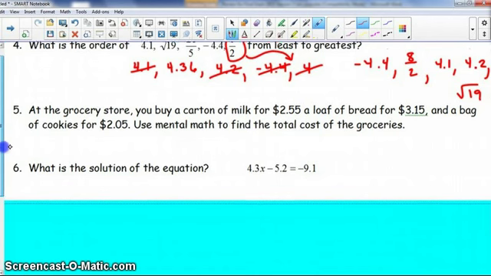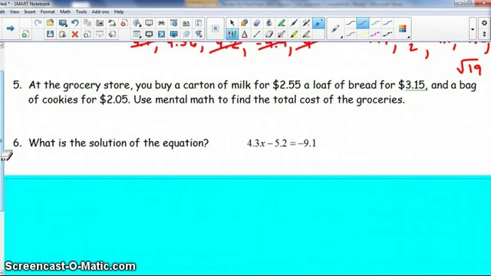Number 5, it says at the grocery you buy a carton of milk for $2.55, a loaf of bread for $3.15, and a bag of cookies for $2.05. It says to use mental math, but you guys will have a calculator, so you can use your calculator to add them all up, and you end up getting $7.75.